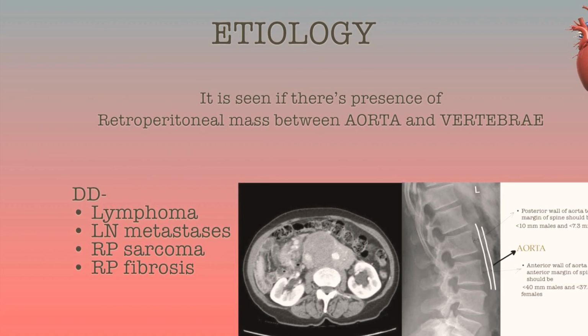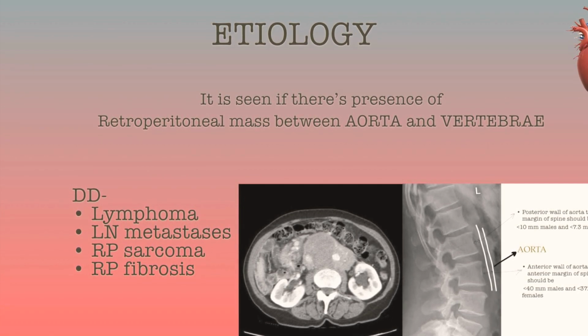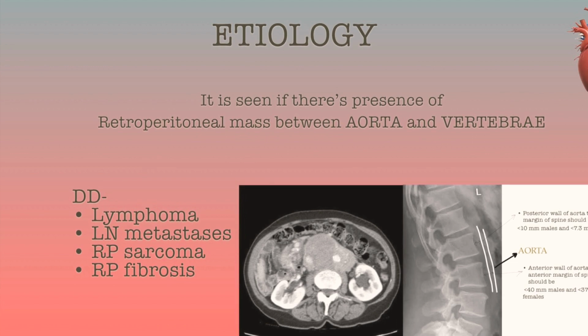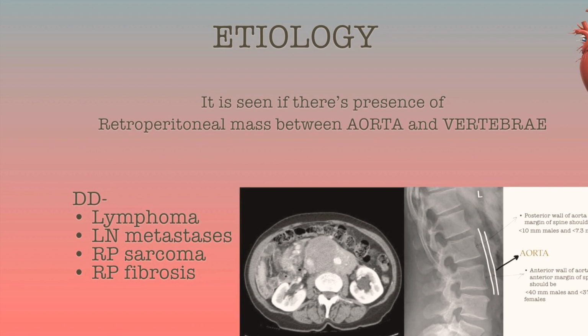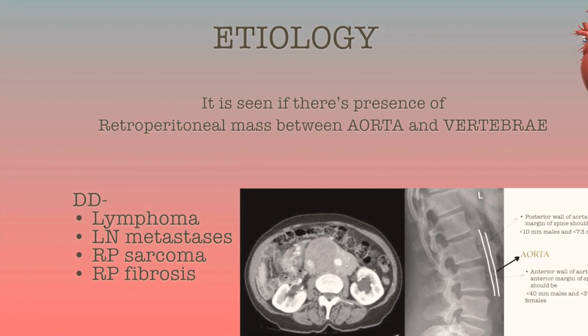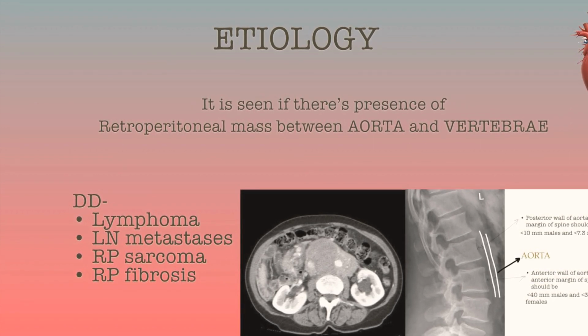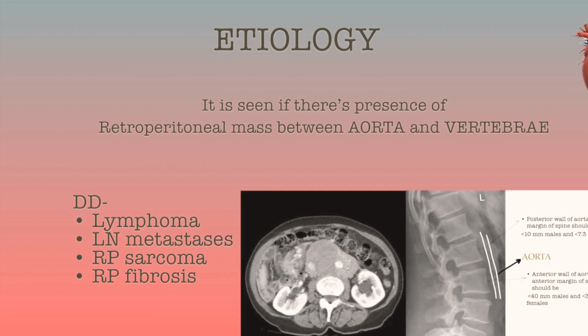So what are the differentials of floating aorta sign? Differentials include any retroperitoneal mass, the first differential being lymphoma. Others are lymph node metastasis, retroperitoneal sarcoma, retroperitoneal fibrosis, etc.